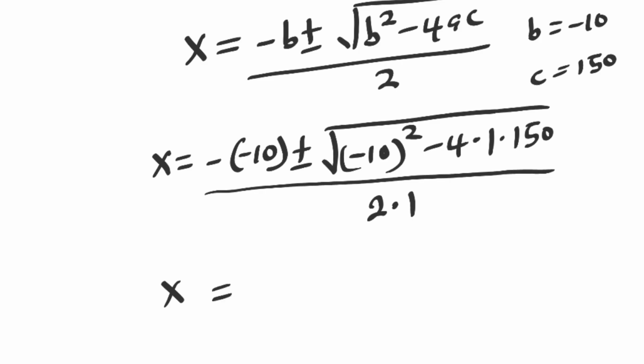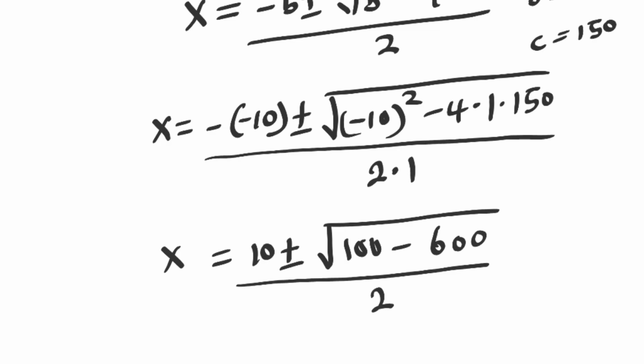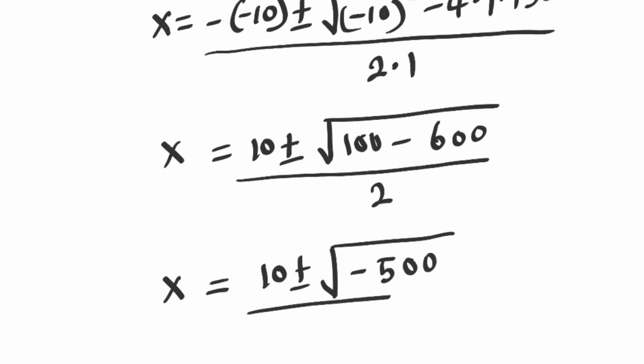x is equal to minus times minus 10, that is plus 10, plus or minus square root of minus 10 squared, that is 100, minus 4 multiplied by 1 multiplied by 150, that is 600, divided by 2 multiplied by 1, 2. x is equal to 10 plus or minus square root of 100 minus 600, this is minus 500, divided by 2.